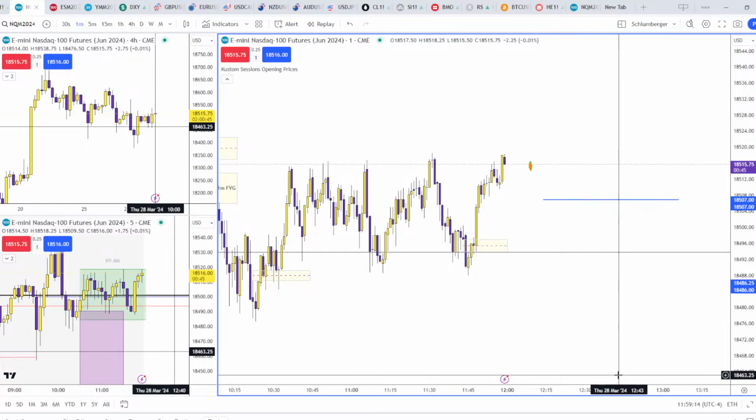Even in high resistance liquidity runs like this, super high resistance, this is a mess.